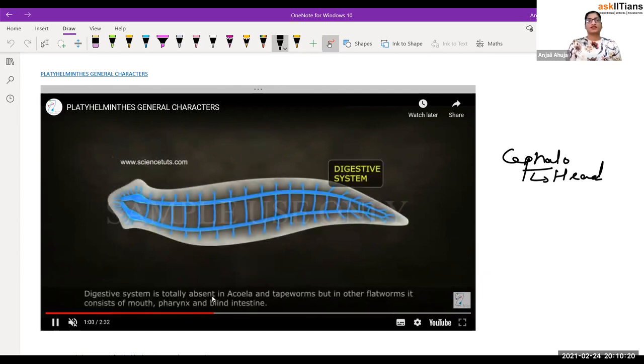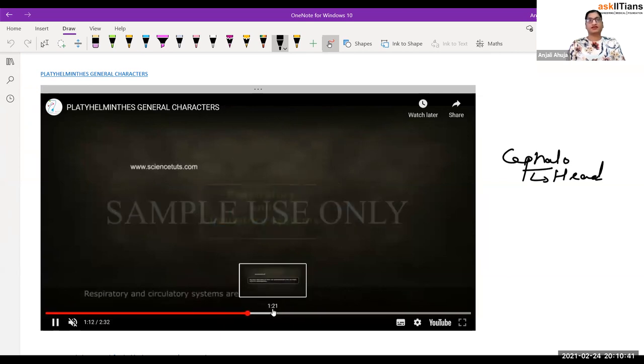Digestive system is totally absent in most acoelomates, but in a rather flat form, it consists of a mouth and pharynx. What they are trying to say is that mostly acoelomates do not have a digestive system, but this organism is acoelomate and yet has an incomplete digestive system. Blind intestine means incomplete.